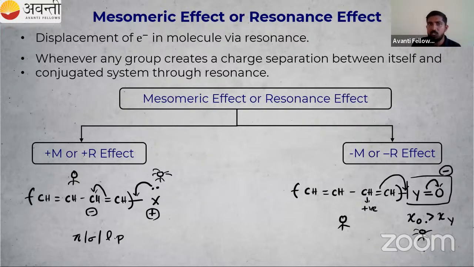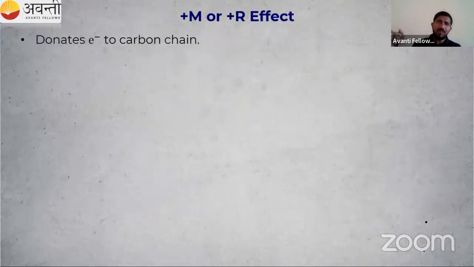Due to resonance, there is displacement of electrons, then there is a charge separation between the groups. That is known as the mesomeric effect or R effect. There are two types: plus and minus. Me and my friend, we have to remember. Then we have to check the examples for plus M or plus R. What is happening? Some guy is giving electrons to the carbon chain. I am the carbon chain, so it is a positive effect. It donates electrons.